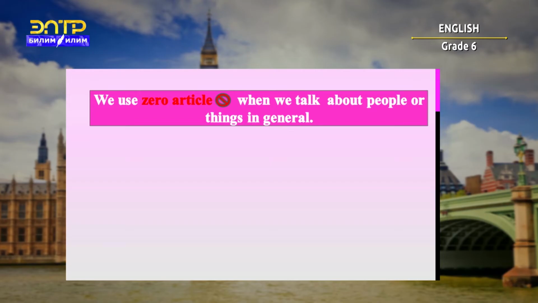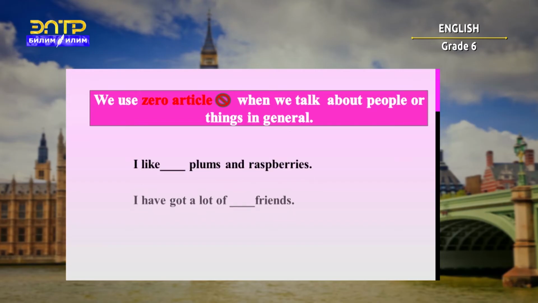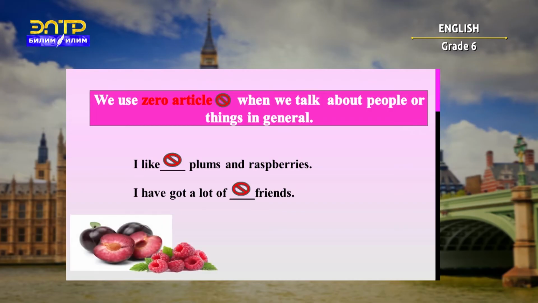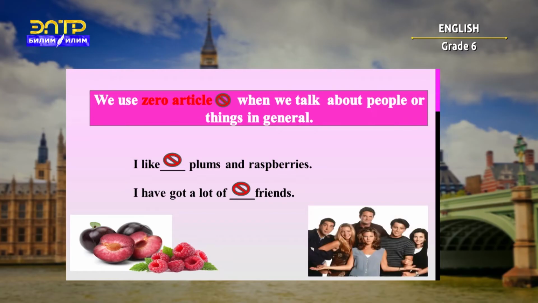For example, I like plums and raspberries. We don't know exactly which plums or raspberries they are talking about. That's why we do not put any articles here. The next example, I've got a lot of friends. Here's the same situation. They are mentioning friends in general, not someone specific.